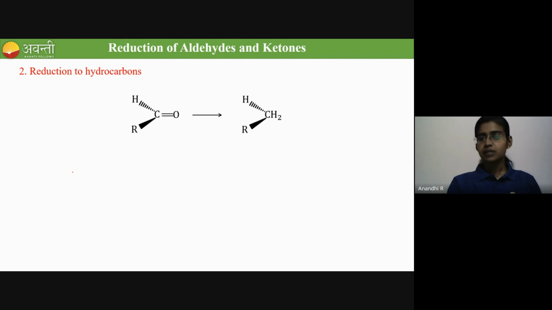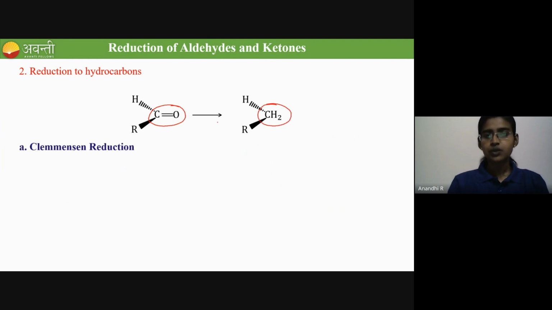So what are hydrocarbons? Hydrogen and carbon containing compounds are called hydrocarbons. There are 4 different types of hydrocarbons: alkanes, alkenes, alkynes, and aromatic hydrocarbon. Here we are going to see the reduction of our aldehydes and ketones to alkanes. You can see here the C double bond O is getting converted to CH2. So this is the reduction part, and there are two naming reactions we are going to see under this.